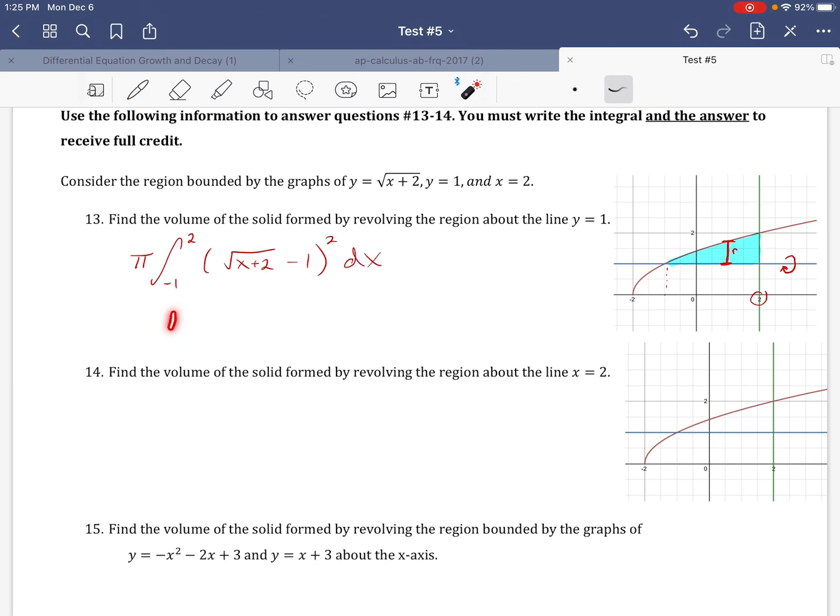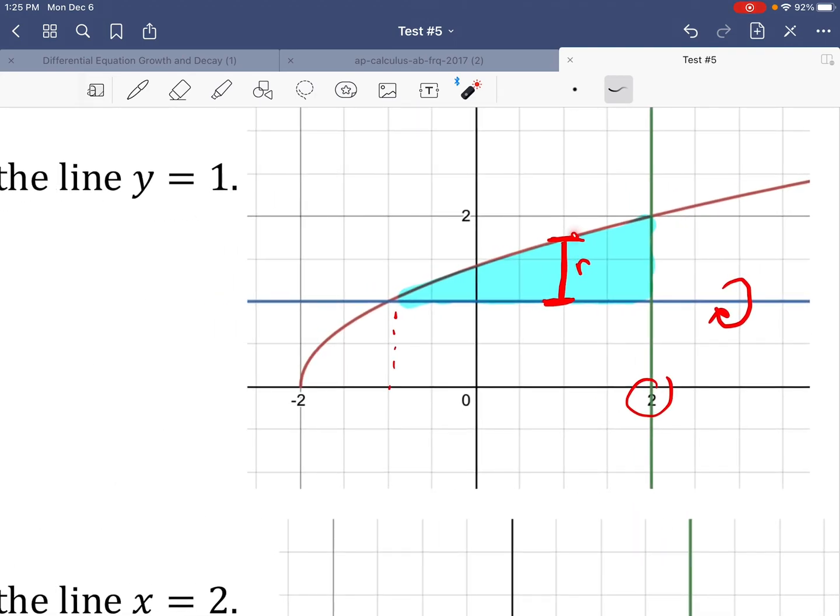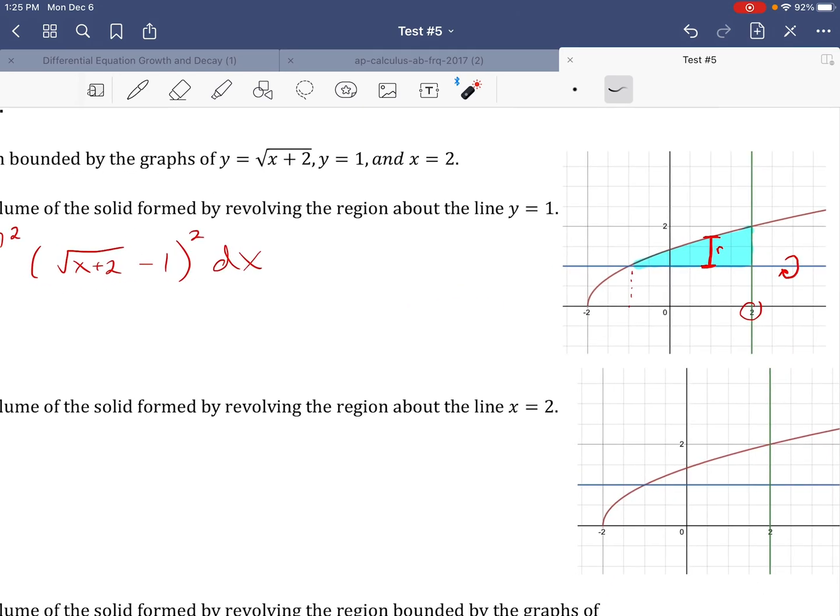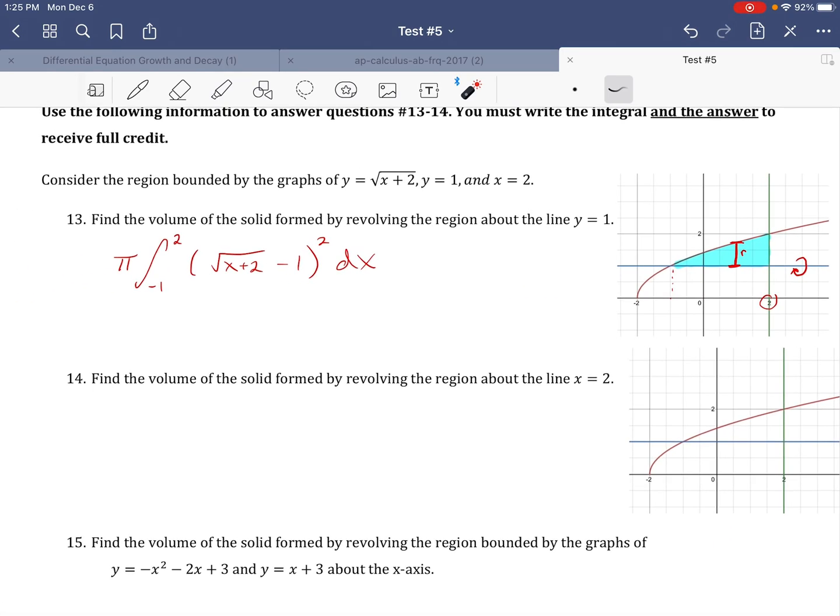When I'm talking about a disk method, I've got pi r squared dx. The radius is the distance between these two curves, top minus bottom. You need to actually draw in your radii so that you can clearly see top minus bottom. We throw that in a calculator. You should get 7/6 pi, or 7 pi over 6.